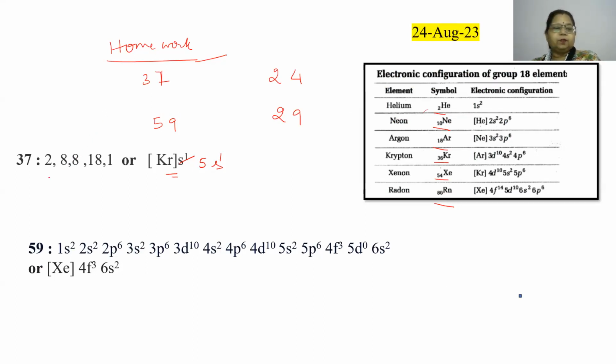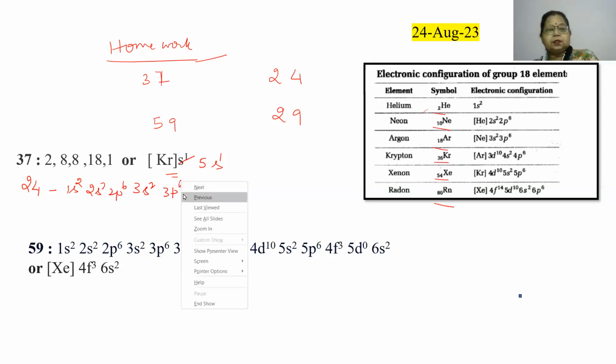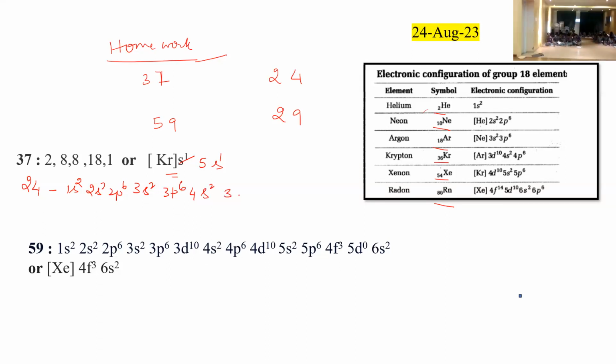Can somebody tell me for 24? Yeah, please speak. 1s2, 2s2, 2p6, 3s2, 3p6, 4s2, 3d4. Then you said 4s2 and 3d4. Is there anyone in the class who does not agree with this configuration?